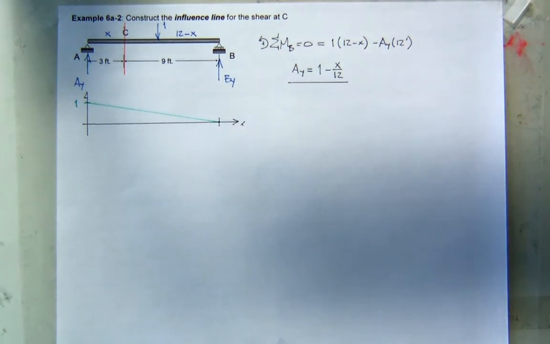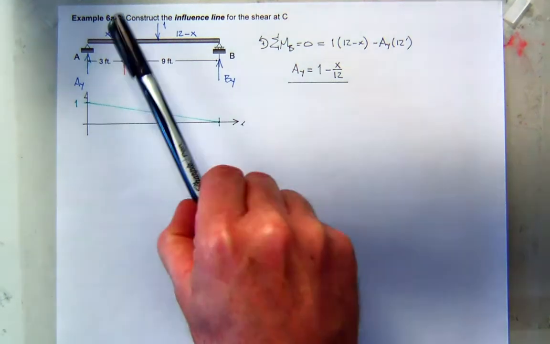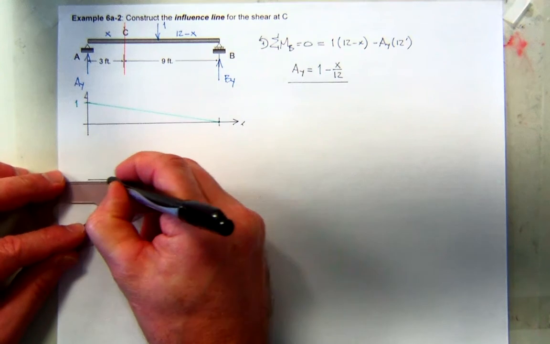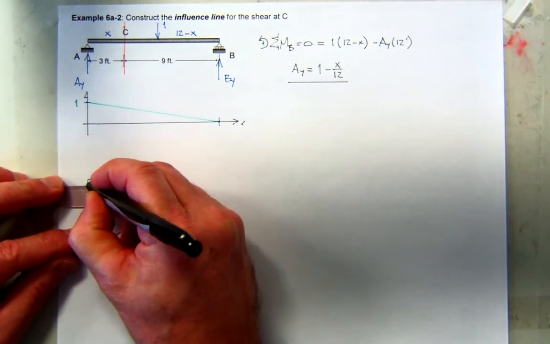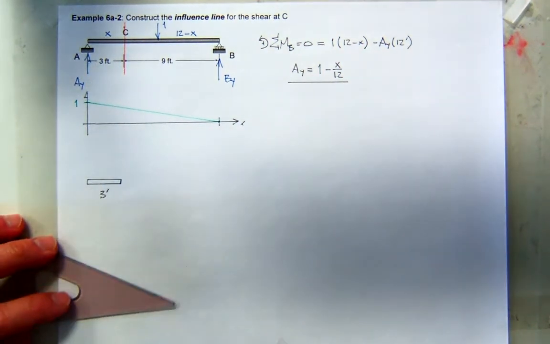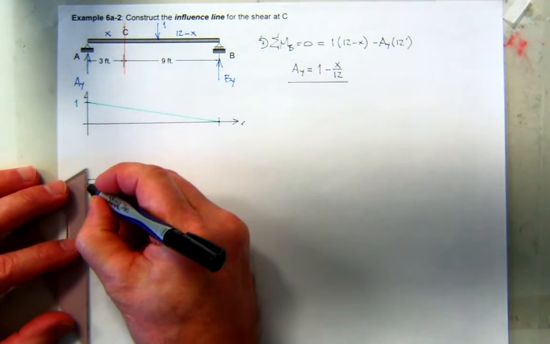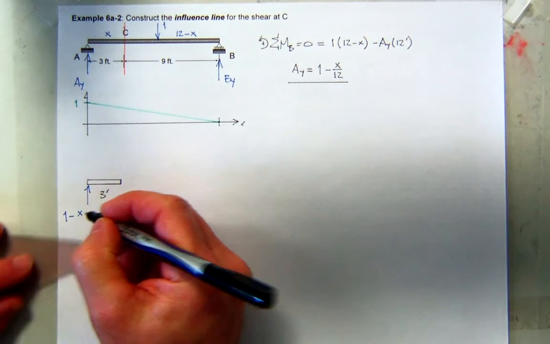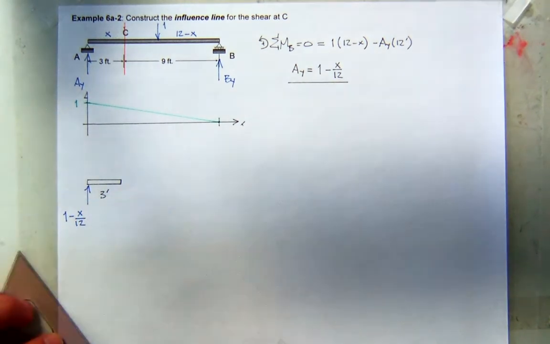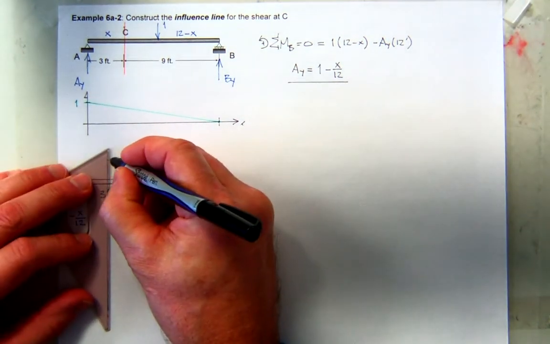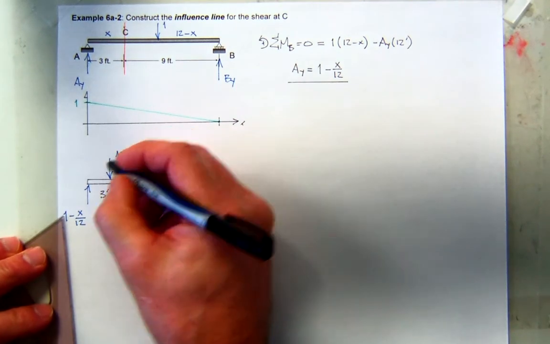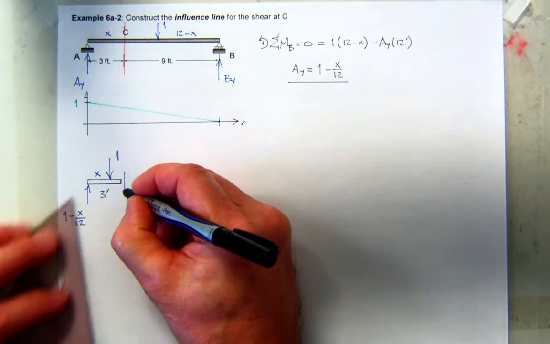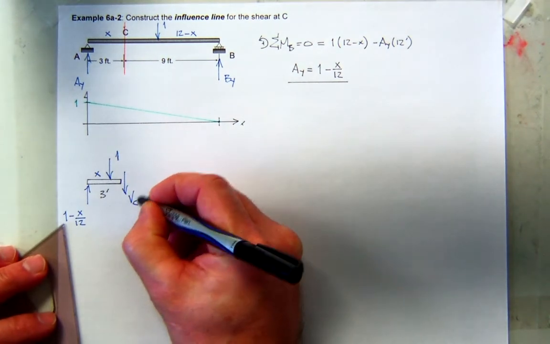But we don't want that. What do we want? Shear. The shear at C. And we've already decided that we're going to work the left-hand side. So I'm going to draw a free body diagram of that left-hand side. That was at 3 feet. But now I know AY, right? We solved for it. So this is going to be 1 minus X over 12. That's my reaction. And I'm going to assume that my unit load 1 at some distance X is there, and what I'm looking for is the shear at C.